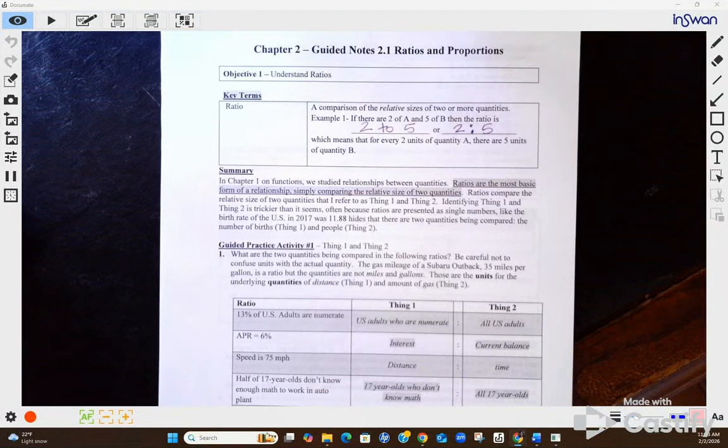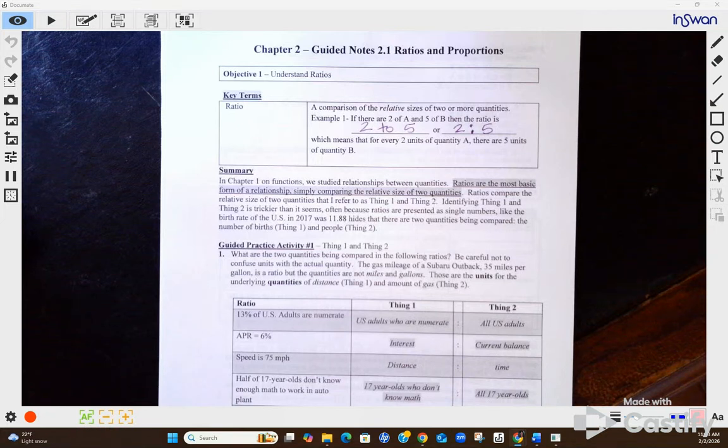If the annual percentage rate is 6%, then we have to talk about how much interest you're paying based off the current balance, which is the amount that you have invested or the amount that you owe. If your speed is 75 miles per hour, then we're comparing distance versus time. The miles is the distance, per hours is the time.